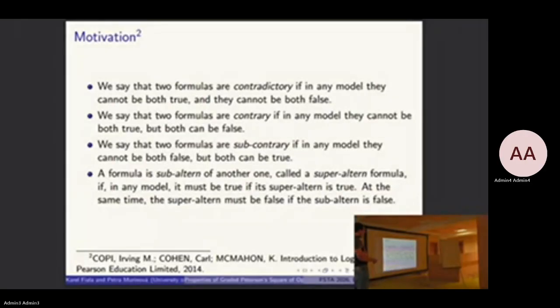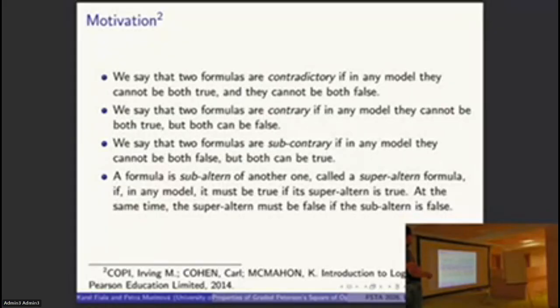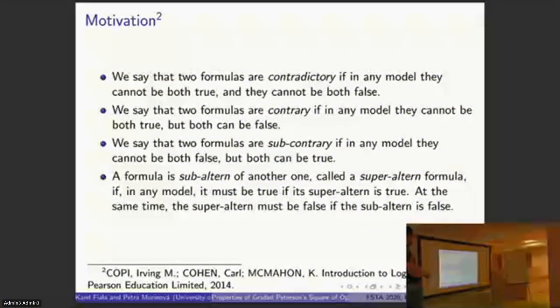So in our case, the other hand, that means that both can be false but both cannot be true. Contradictory means that both cannot be true and both cannot be false. Subaltern: the one which is subaltern form must be true. Subaltern is at the same time the super subaltern.